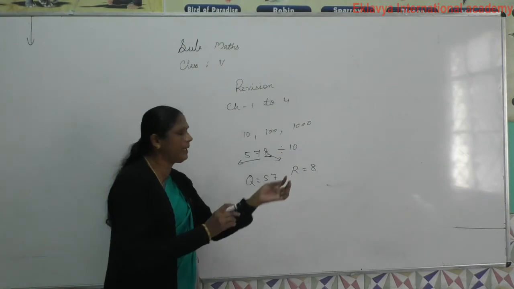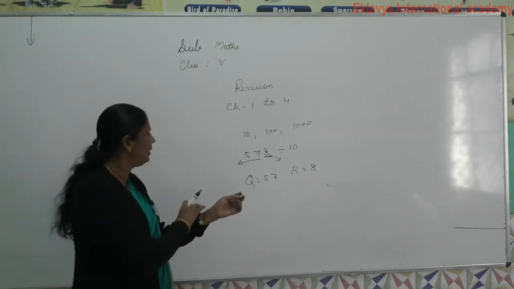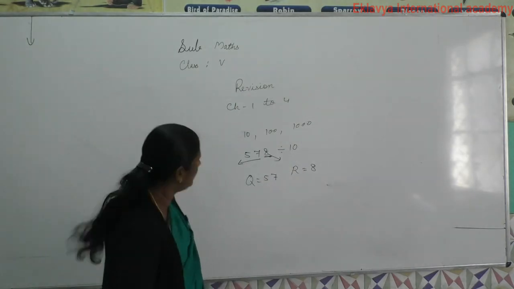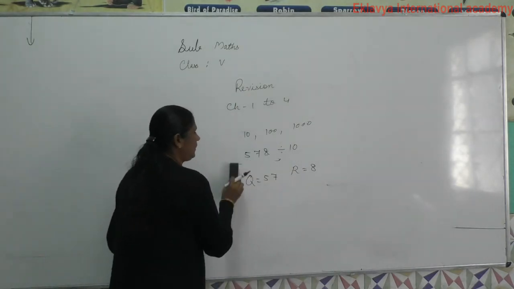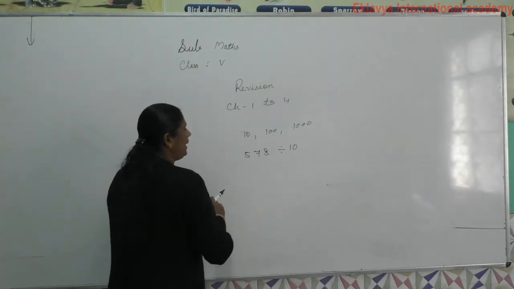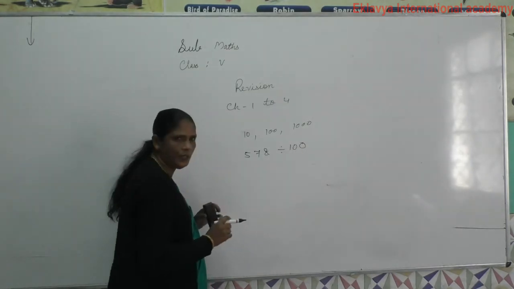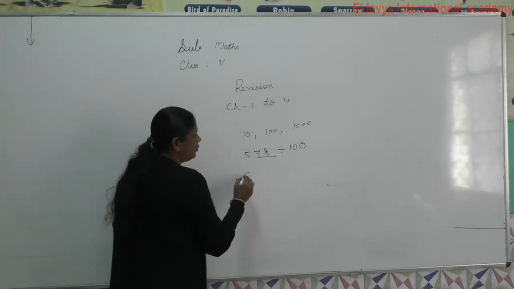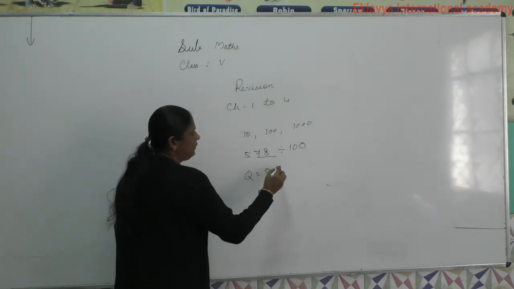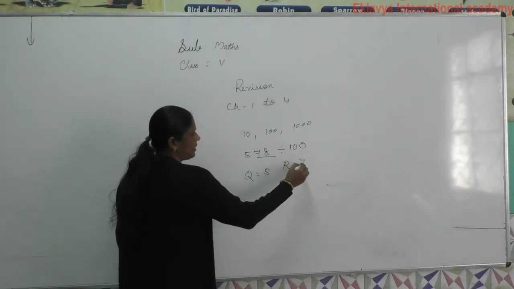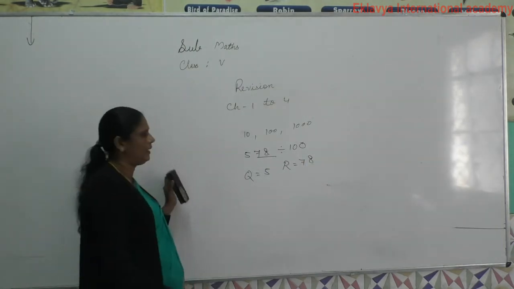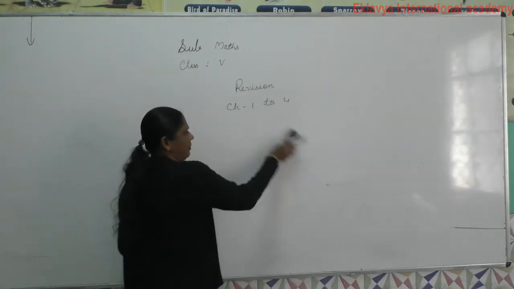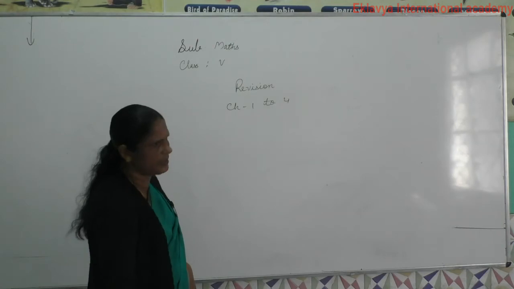Then we divide by 100. How many digits do we remove? 2 digits. Now our quotient changes here. We divide by 100. How many digits do we remove? 2 digits, 1, 2. Quotient is equal to 5. Remainder is equal to 78. Understand? Then next, multiples and factors.